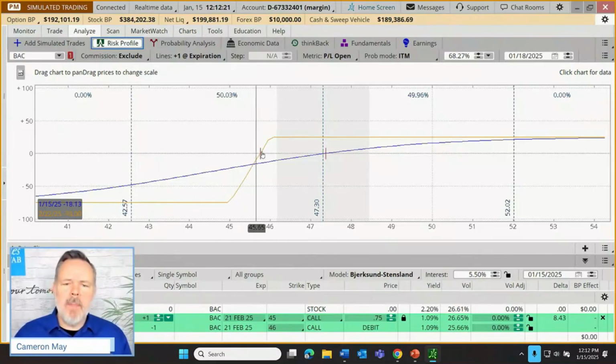So what about this? What about this in between here?